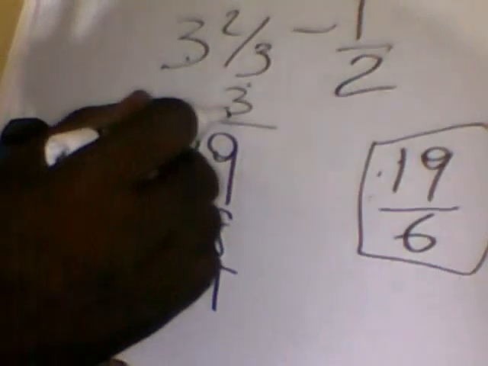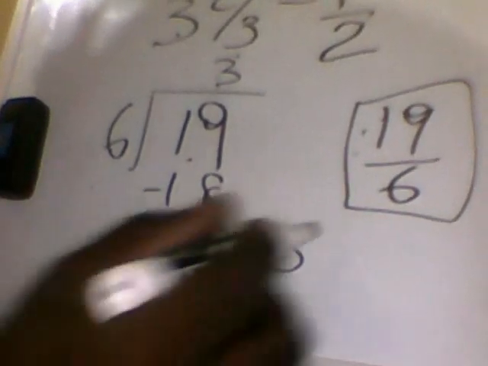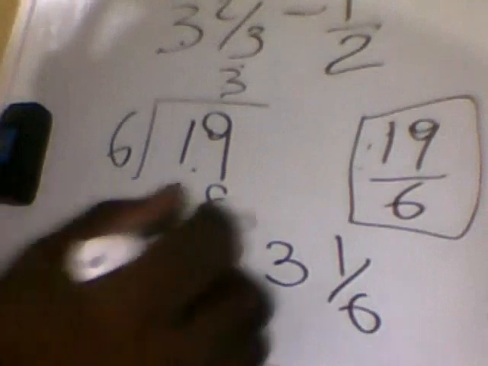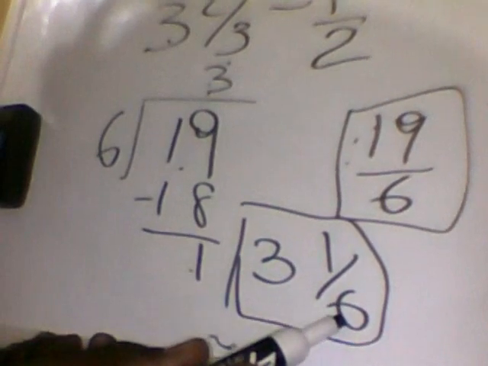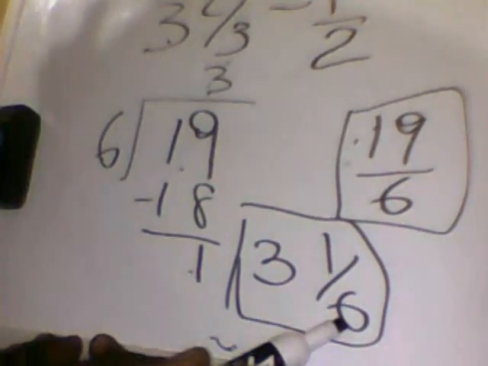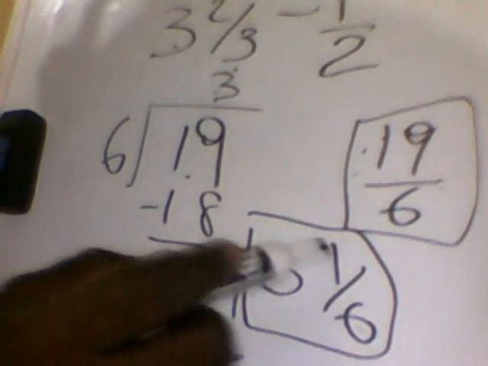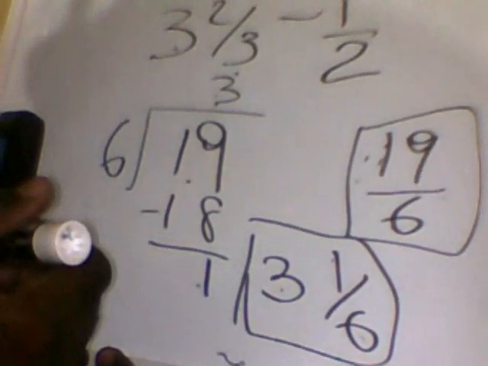So this 3 becomes our whole number in our answer. And then this 1 becomes the remainder. So 3 and 1 sixth. Very good. And you could move from this mixed fraction to improper fraction by doing what? Multiplying 6 times 3 gives us 18 plus 1 gives us 19. Very good.